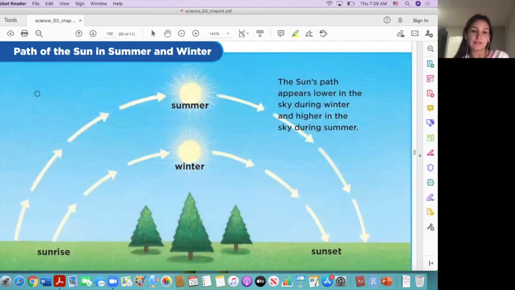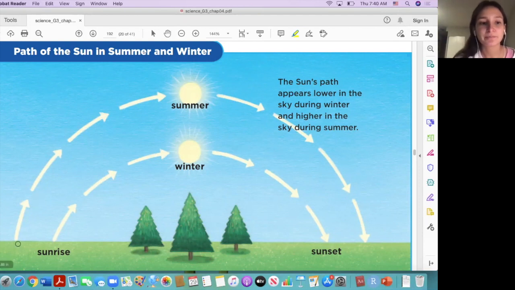Here is a good example of what we read right now. So the path of the sun in summer and winter. So here it was saying that during summer in California, you can kind of see the days are very long, right? So it takes longer for the sun to get across the sky. So in summer, what is the difference between the summer and the winter, how the sun is moving? The summer is much higher than the winter.